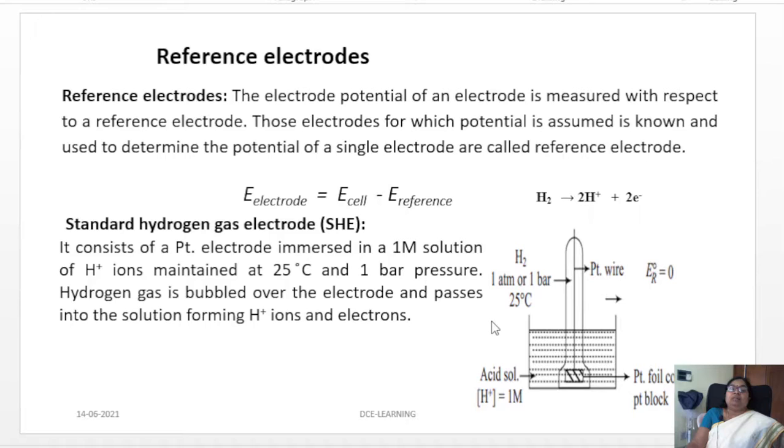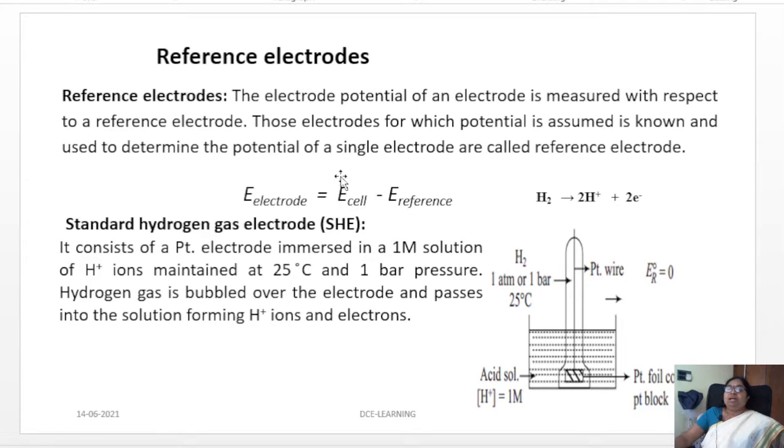Reference electrodes. Why are we going to use a reference electrode? We are going to measure the electrode potential of an electrode with respect to a reference electrode. Reference electrodes are those electrodes for which the potential is assumed to be known, and which are used to determine the potential of a single electrode.